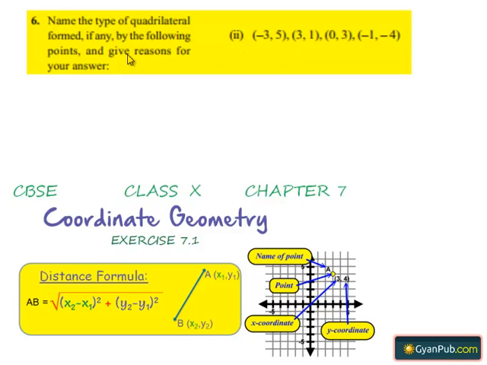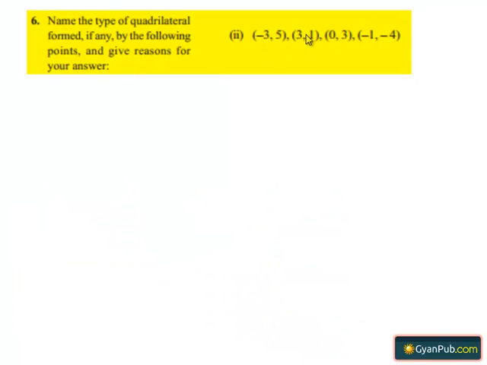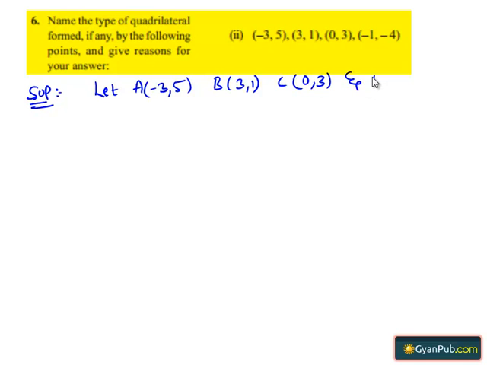Coming to the second bit, name the type of quadrilateral formed by the following points: (-3, 5), (3, 1), (0, 3) and (-1, -4). So, moving on to the solution, let the given points be A (-3, 5), B (3, 1), C (0, 3) and D (-1, -4).